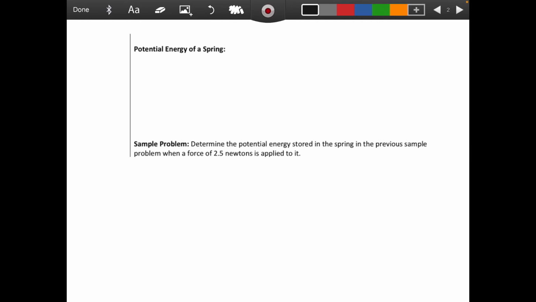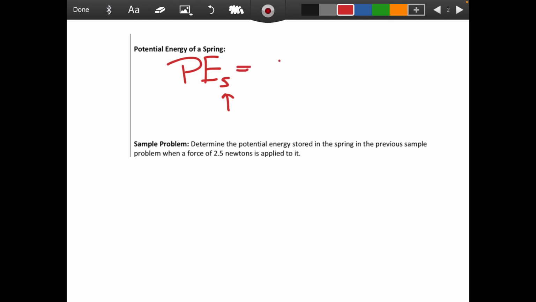So like gravitational potential energy, the higher something is, the more potential energy it has. But with a spring, the stronger the spring and the more it's stretched, the more energy is going to be compressed in that spring. So this formula is given to us by potential energy. Whenever we're talking about Hooke's law or springs, we put that little S there.